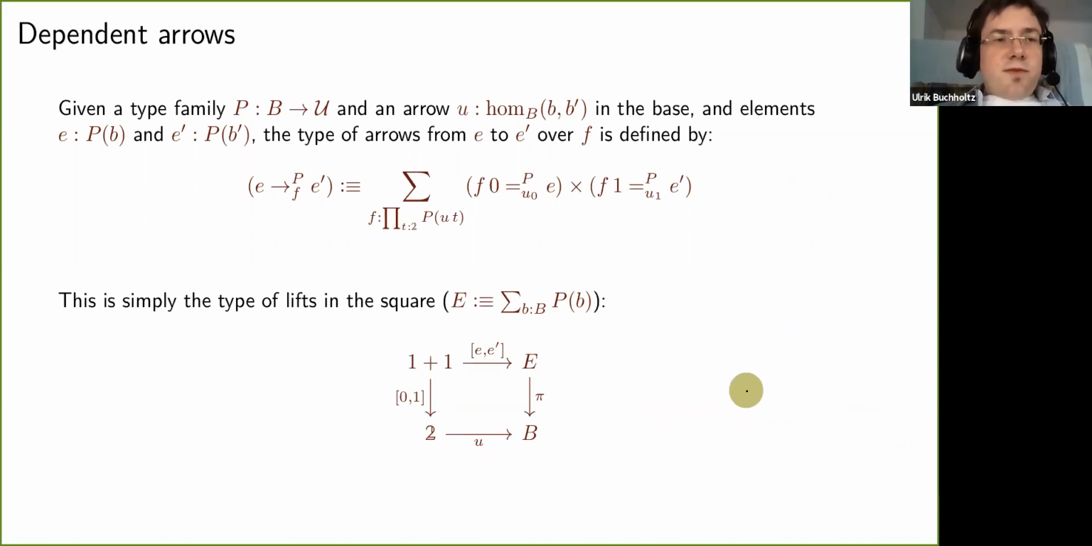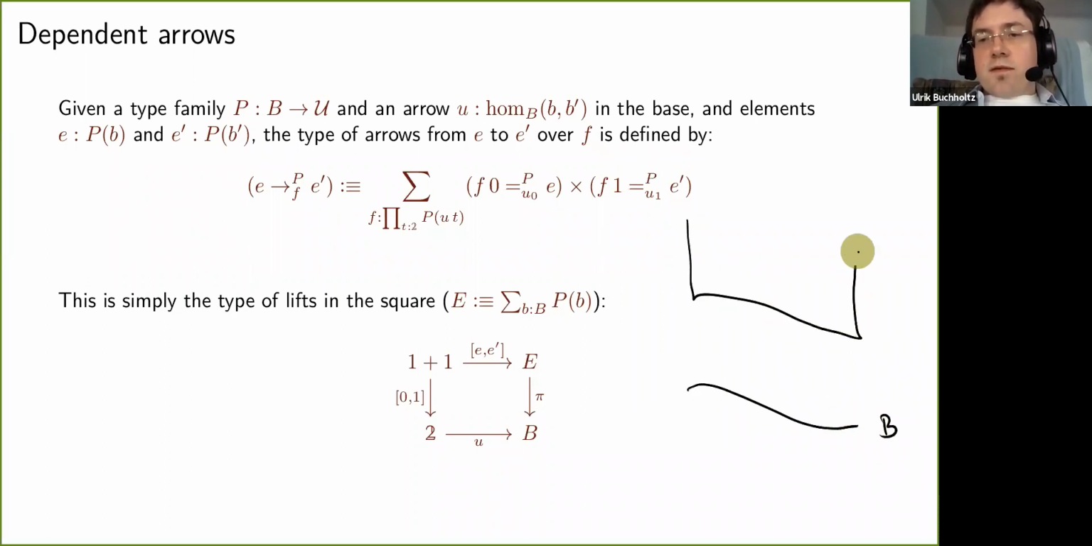Now the next thing we need is dependent arrows, or arrows lying over arrows. So just like for the identity type, it's useful to think about paths and paths over paths. For directed paths, we do the same thing. So we draw one of our usual pictures of a base type and a type family P lying over it. And we say, let's say we have a directed arrow here in the base, and we have a point in the fiber here and a point in the fiber here.